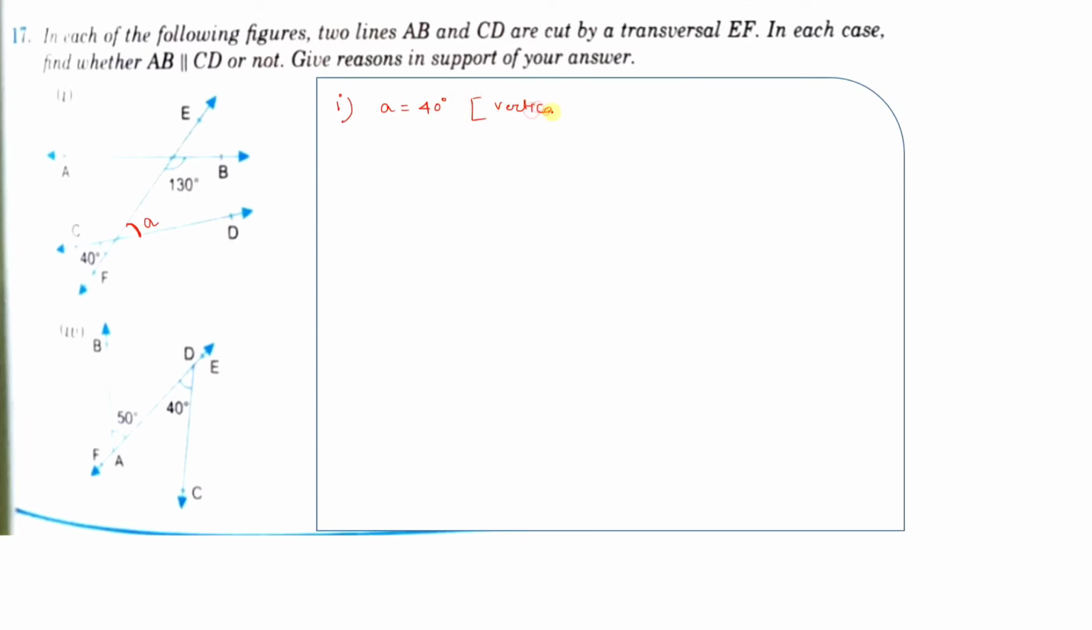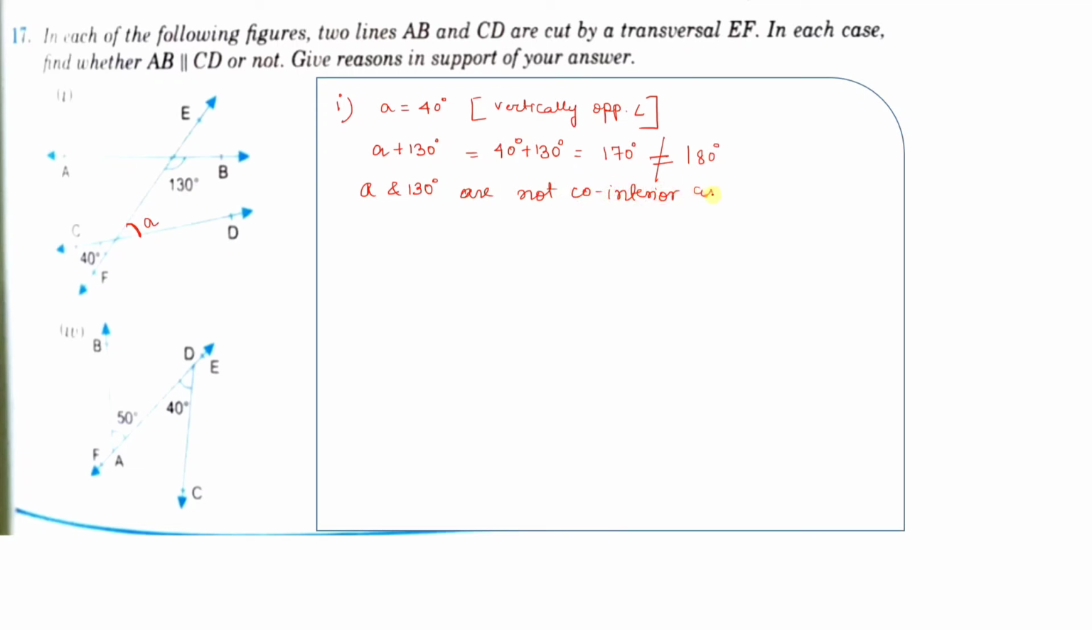Vertically opposite angle. Okay, next, these are co-interior angles, A and 130 are co-interior angles. So you have to find the value of A plus 130 degree, that is equal to 40 plus 130 degree, that is equal to what, 170 degree. But you know that the sum of co-interior angles is equal to 180 degree, but this one is not equal to 180 degree. So you will write here not equal to 180 degree. It means A and 130 degree are not co-interior angles.